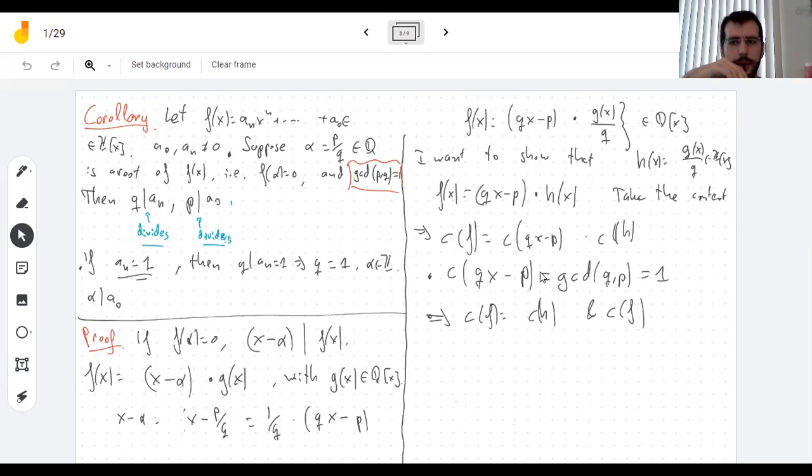The content in total must be a whole number, right? Since both the individual parts are whole numbers, the content has to be a whole number. The content of F or the content of H? The content of F. Is it the content of G?